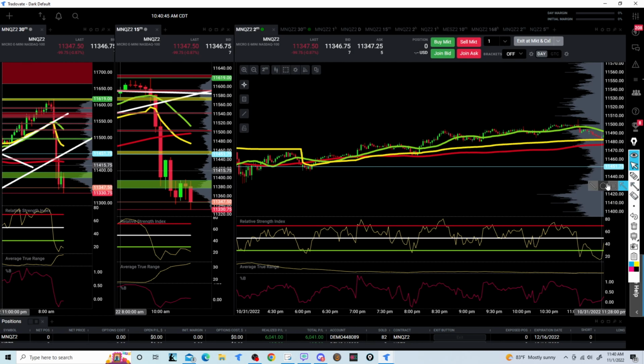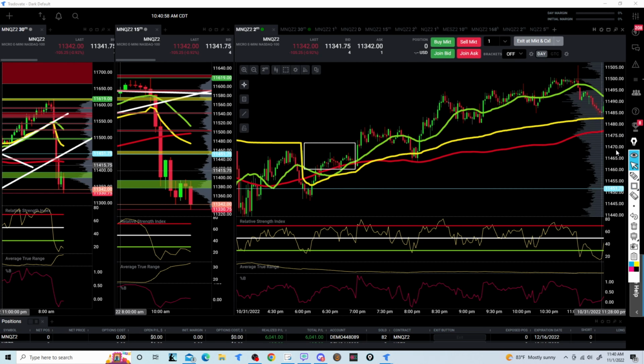When the 20 and the 200 are close together, you're not looking to trade it that way. What you're looking for when they're close together is where they start widening out, once they start expanding away from each other. See, they're all tied together here.